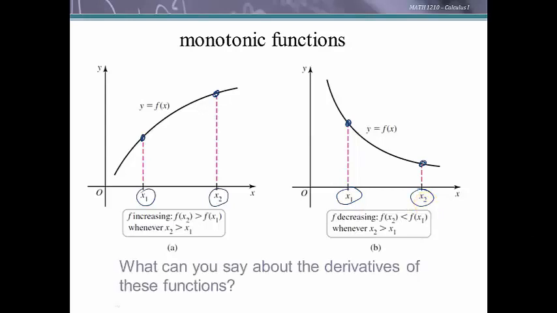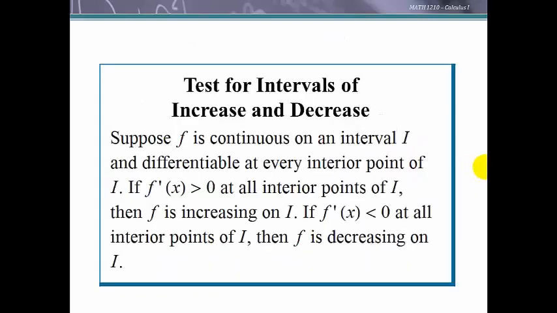So what about the derivatives? Well, we see the derivative here is positive. We see the derivative here is negative. So we've got a theorem that tells us a test for finding these intervals of increase and decrease. Suppose f is continuous on a closed interval and differentiable on every interior point of the interval. If the derivative for every x on the interior of the interval is greater than 0, then the function is increasing on the interval. If the derivative for every x in the interval is less than 0, then the function is decreasing on the interval.